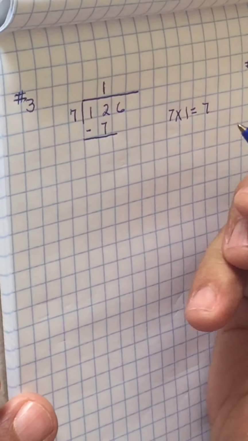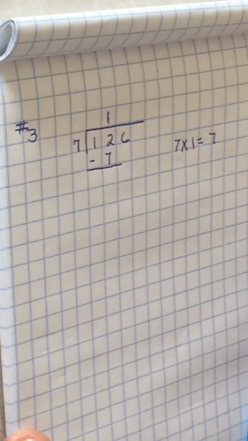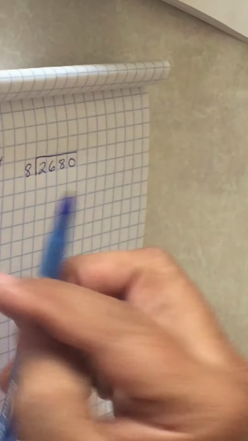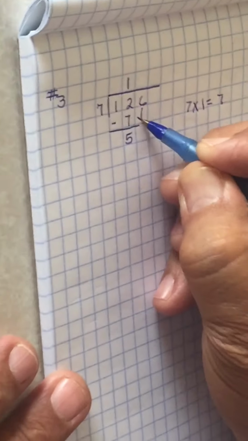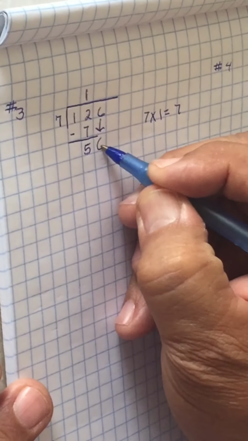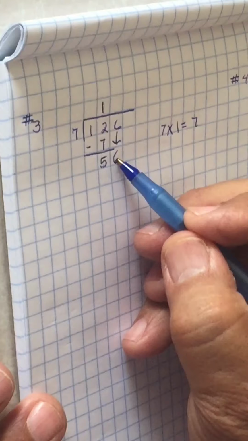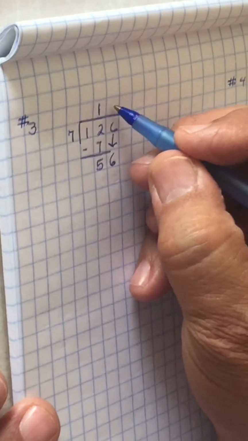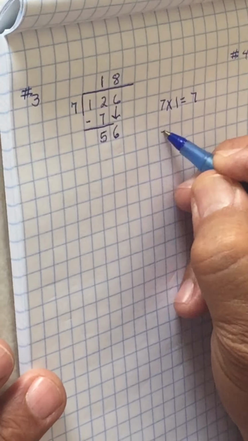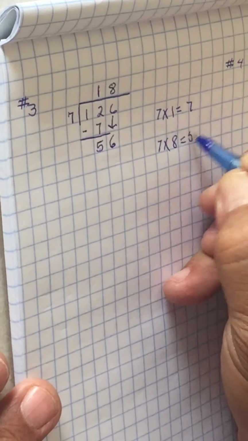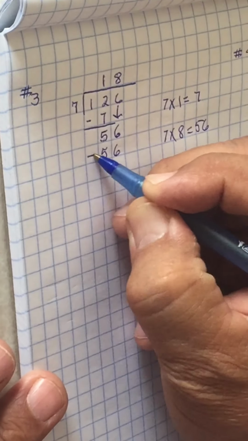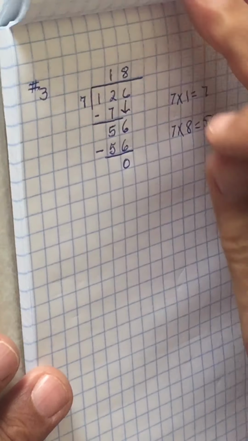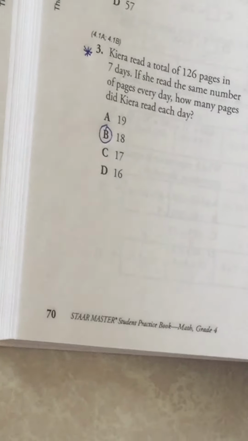12 minus 7. If I count from 7, 7, 8, 9, 10, 11, 12, that gives me 5. So 12 minus 7 is 5, and that brings me to the next step, which is bring down the 6. This gives me a 56, and 56 divided by 7 is 8, because 7 times 8 is equal to 56. So I multiply 8 times 7, and that gives me 56. When I subtract, I have no remainder. So my answer is B, 18.